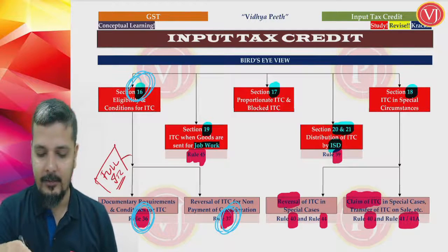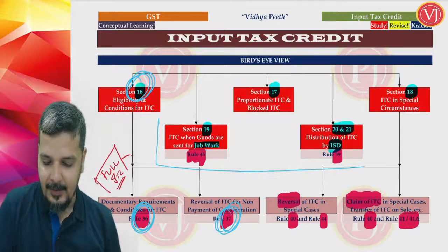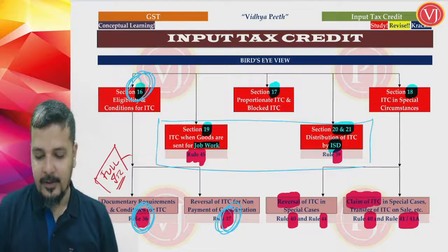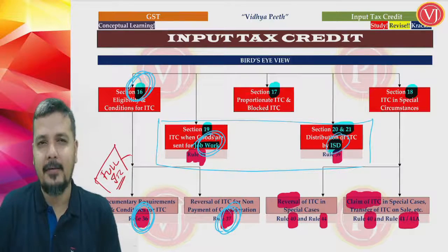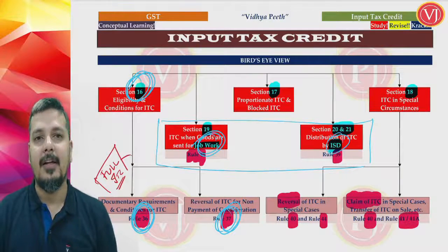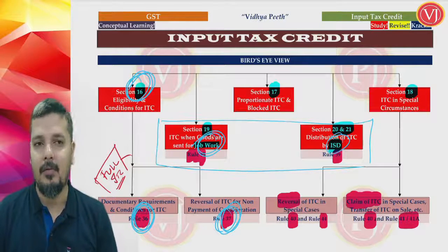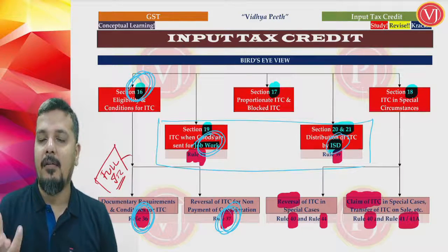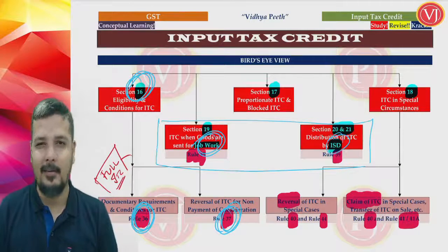So these are very typical cases. They will be there only for certain companies where job work is there or where ISD is there. Otherwise, in the normal course, section 19 may not be relevant for a trader who does not have any job work, nor for a manufacturer who is doing manufacturing on his own, with no job worker, etc.